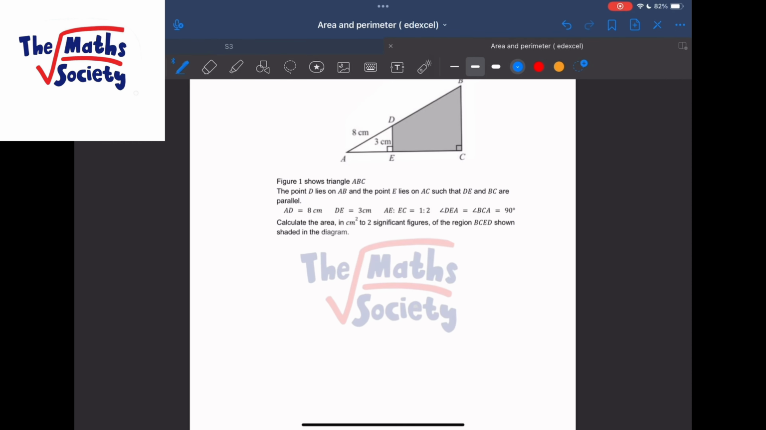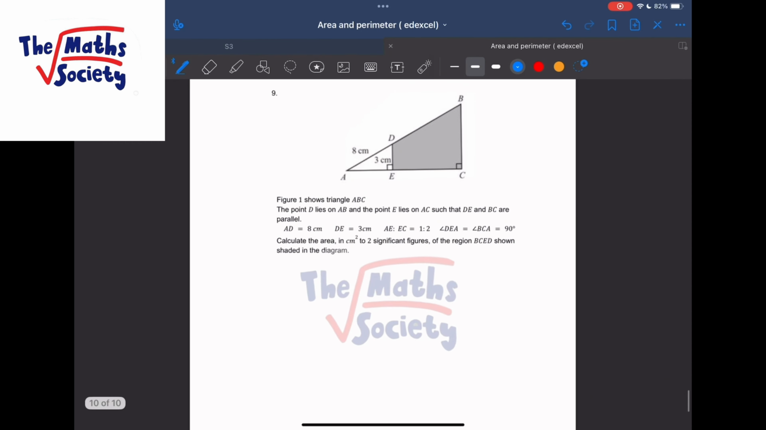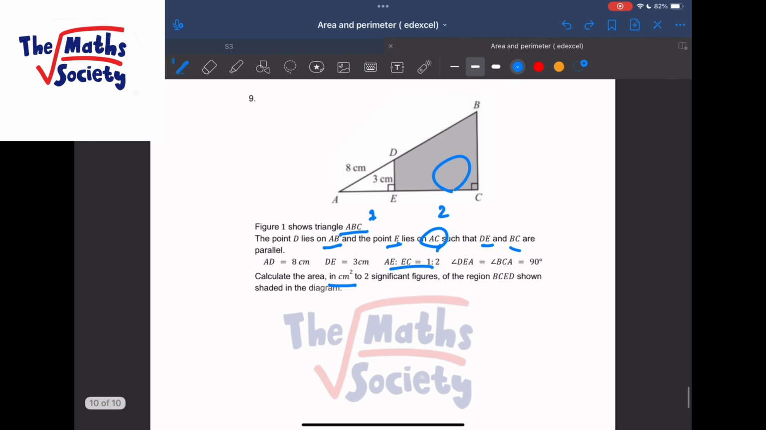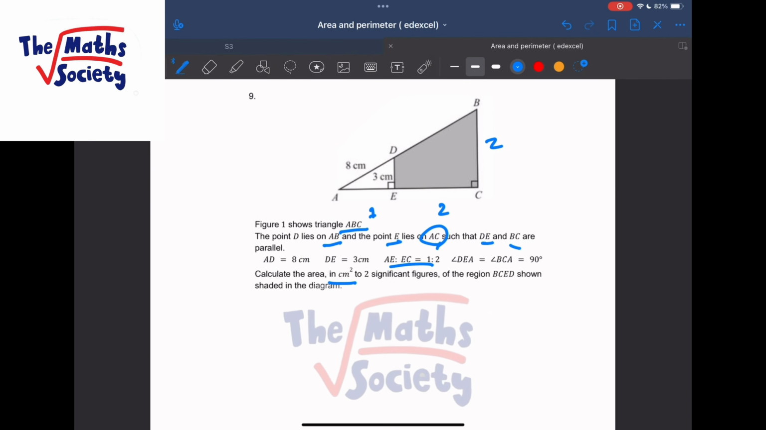Okay, so this is the last question. It says that figure 1 shows triangle ABC. Point D lies on AB and point E lies on AC such that DE and BC are parallel. Now we have AE is to EC as 1 is to 2, and we calculate the area. So we just need to find this area. If we find this length and this length, we can find the area as a trapezium. But first of all, we need to know the length of this because it's 1 is to 2 and we only have the values for this.